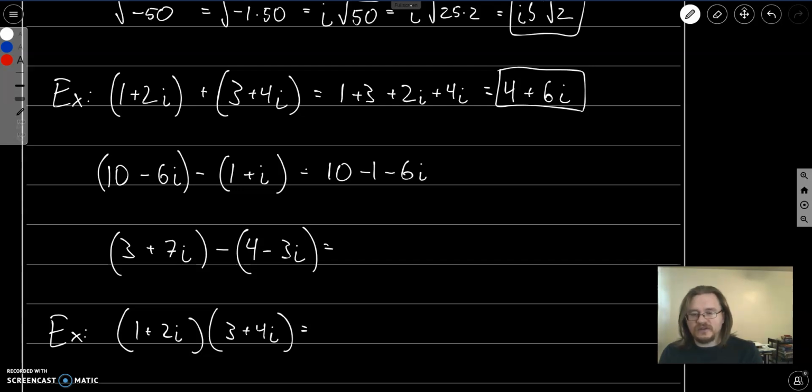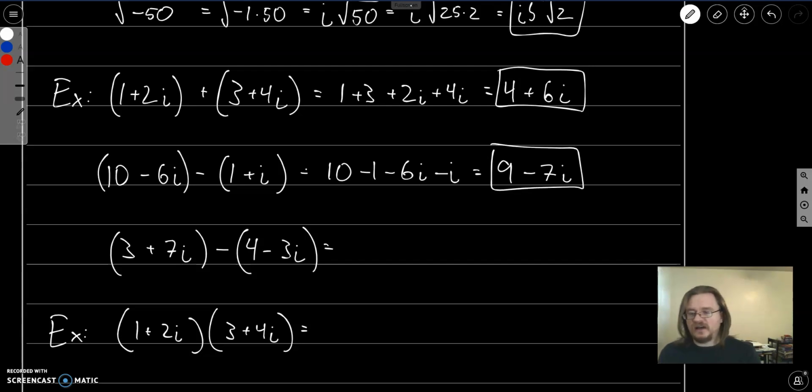And then for the last term here, I'm subtracting i. That sign distributes. So I'm subtracting i. 10 minus 1 is 9. And negative 6i minus i. Well, I've got negative 6 of these, and I'm subtracting 1 more, so that's going to be minus 7i.